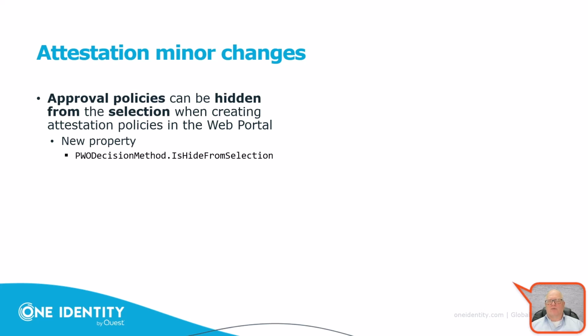This creates a clean selection, but be aware that if you need them, you have to activate them first to get them selectable as well. There is now a new flag inserted, is hidden from selection. You see that it is on policy decision method. That means on the approval policy.